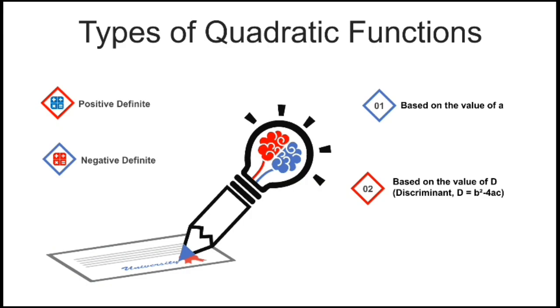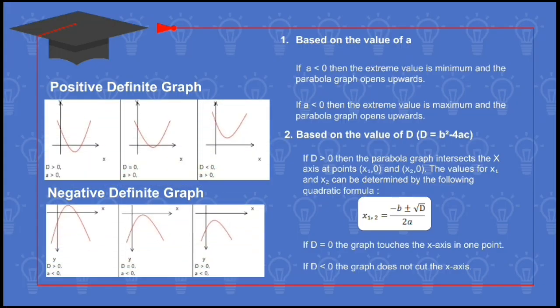The graph on the left side is the positive definite graph, and the graph on the right is the negative definite graph. First is based on the value of a. If a is greater than 0, then the extreme value is a minimum and the parabola opens upwards. If a is less than 0, then the extreme value is a maximum and the parabola opens downwards.